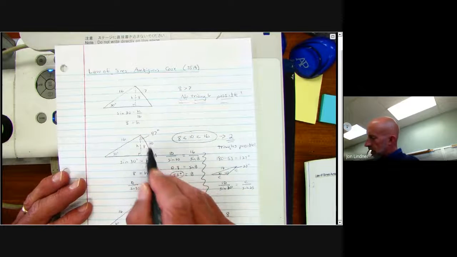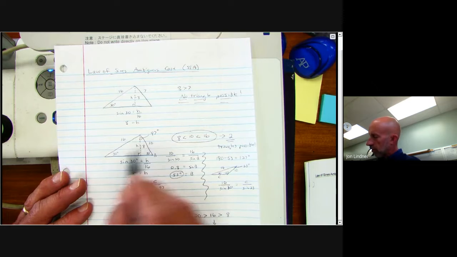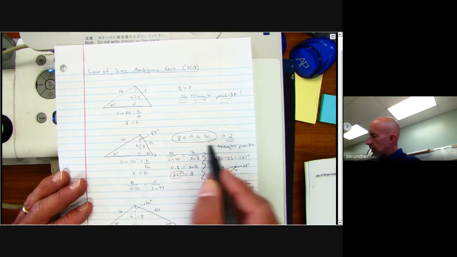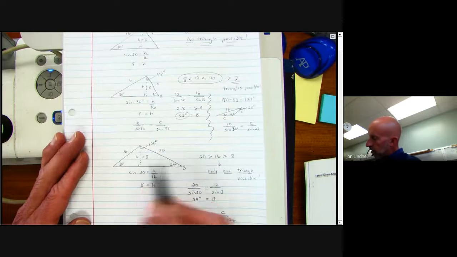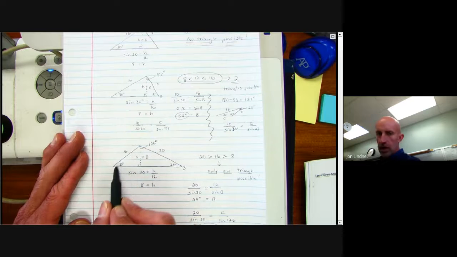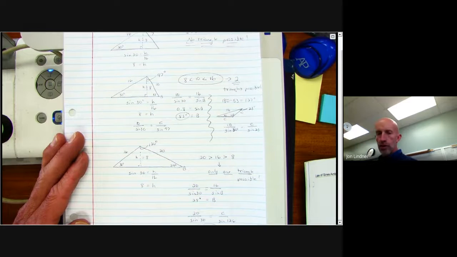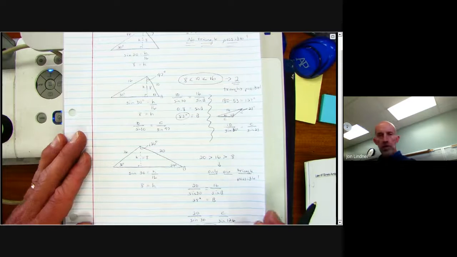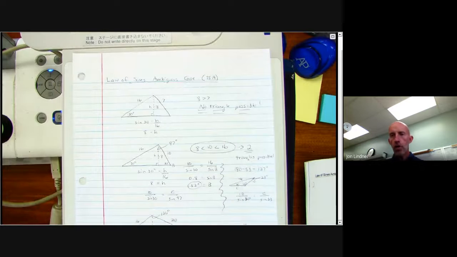When this side that is opposite the given angle is less than the other side, and the height is less than it, there are two triangles possible. But when this side that is opposite the given angle is the biggest, 20 is bigger than this side that's adjacent, which is bigger than the height, there's only one triangle possible. And hopefully that clears up what can be a very confusing situation for you with the law of sines today.